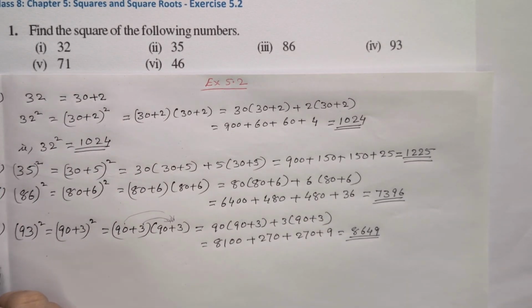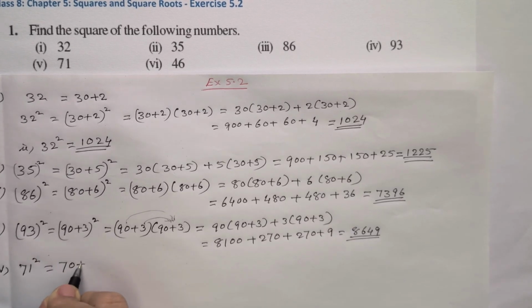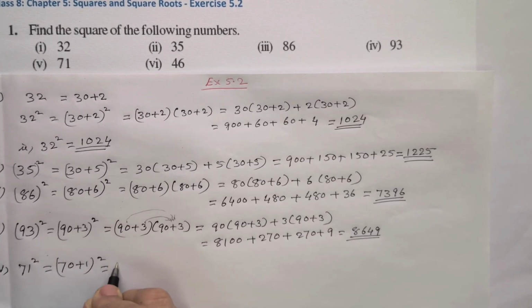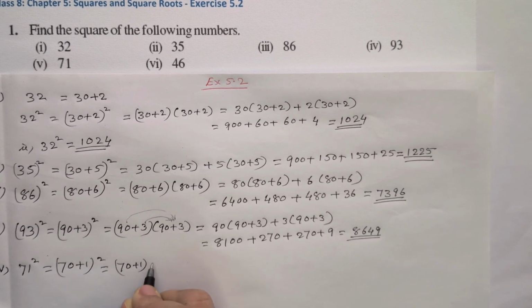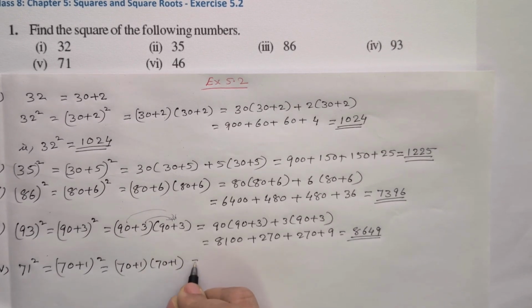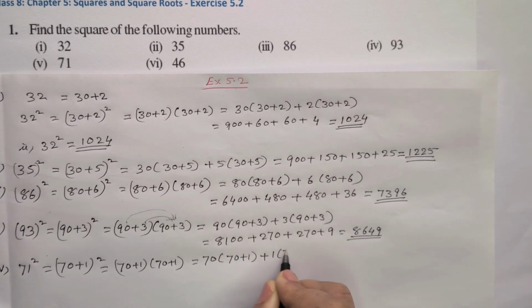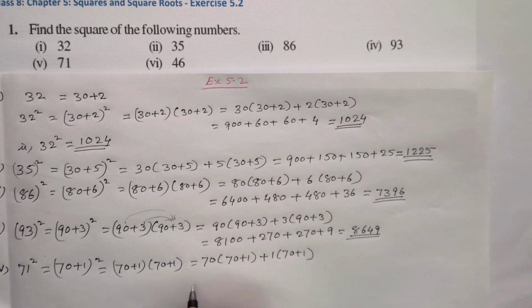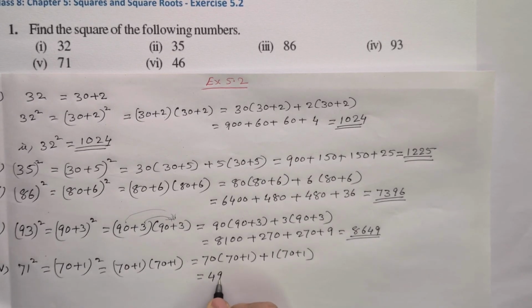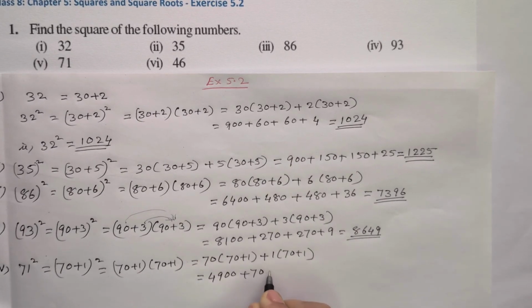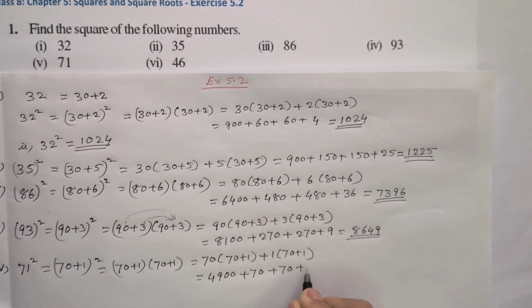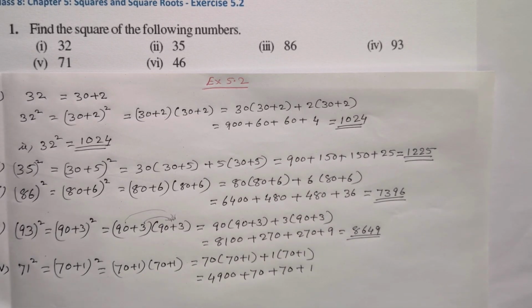Next number 71. 71 square we can write as 70 plus 1 the whole square, and that is equal to 70 plus 1 into 70 plus 1, which is equal to 70 into the second bracket plus 1 into the second bracket, which is equal to 4900 plus 70 plus 70 plus 1, and that is equal to 5041.